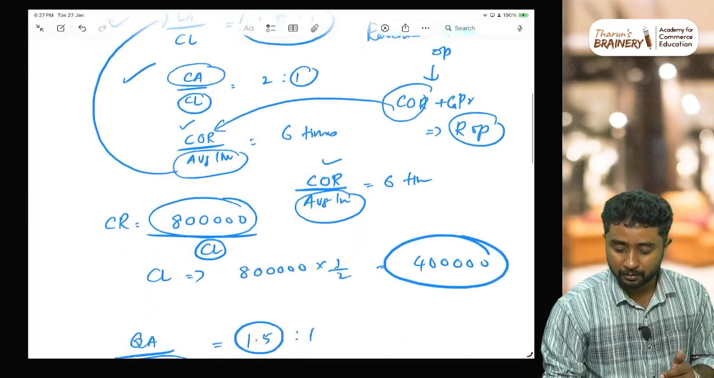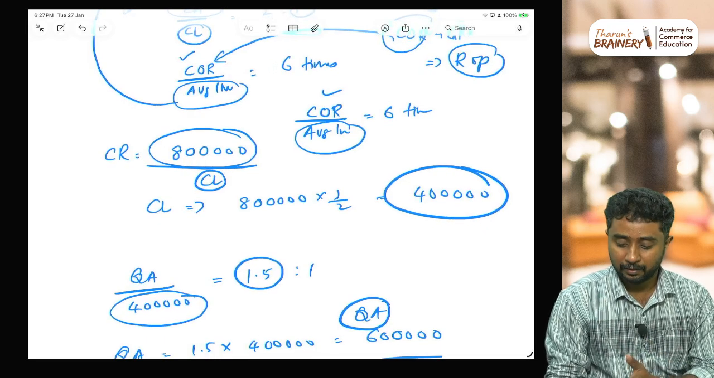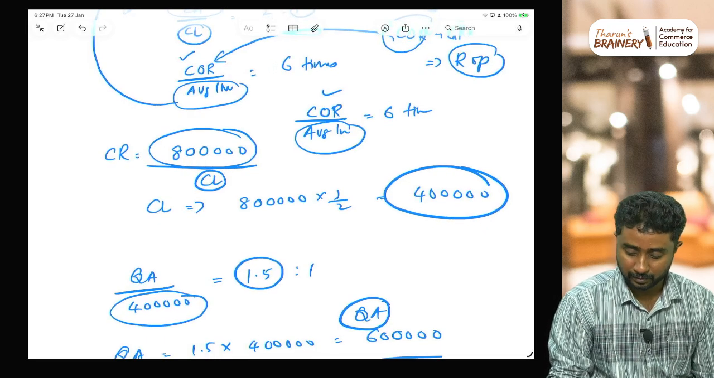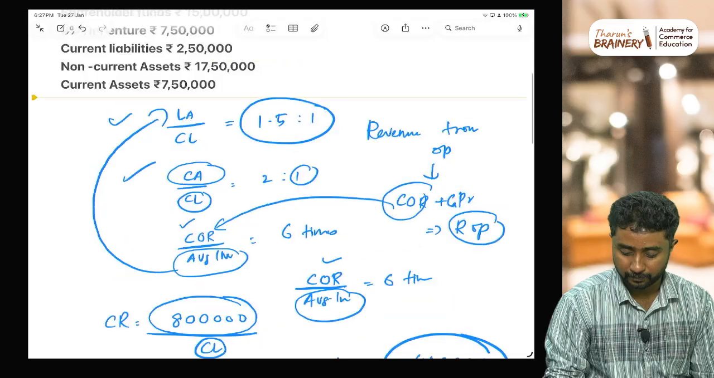Then we came back to the inventory turnover ratio, where we write like this, and we solve the average inventory type of question, the average inventory part, and we got the cost of revenue. Then we added 25% of that.